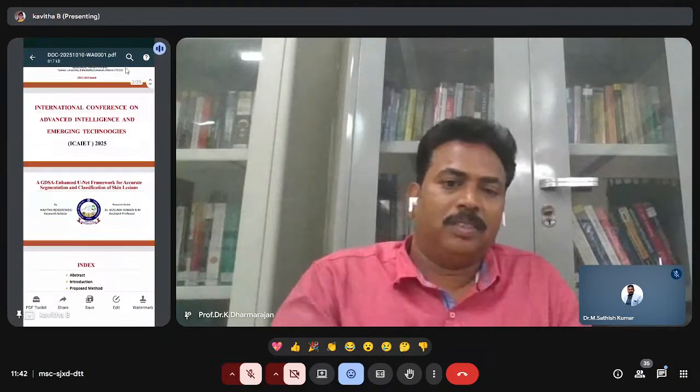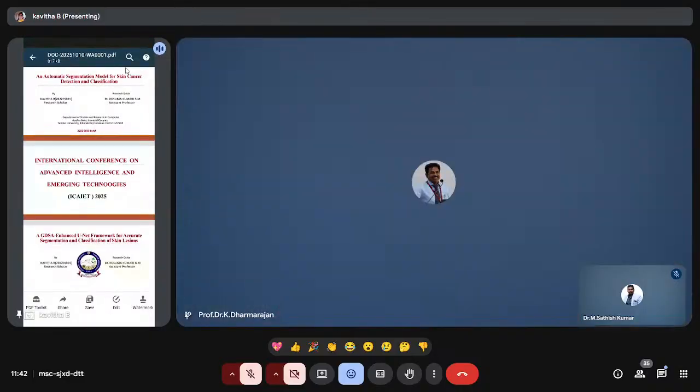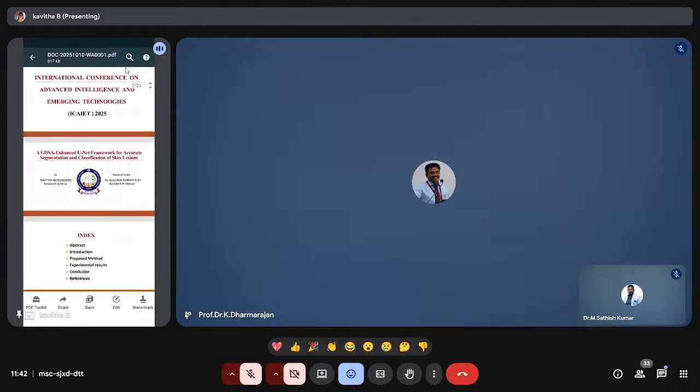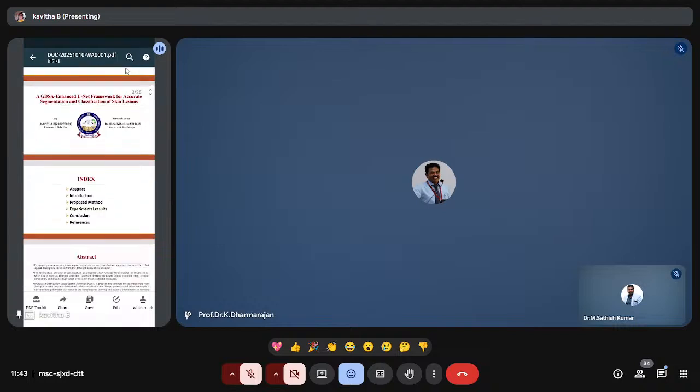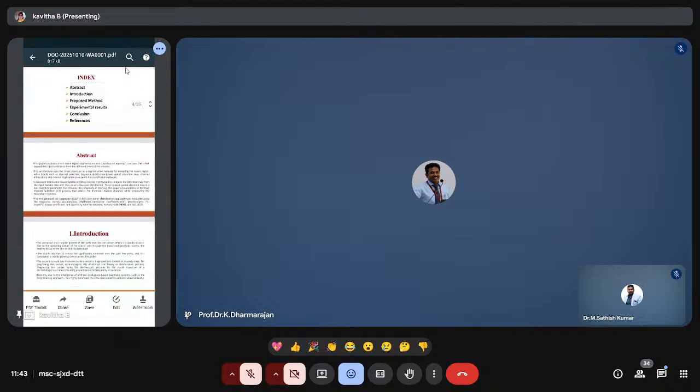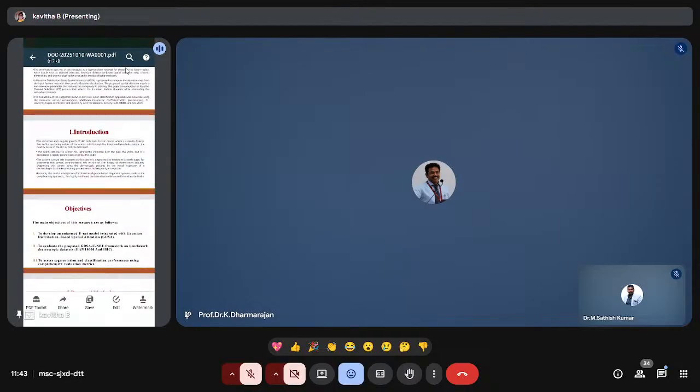Sir, I'm Kavita B from Tiptur. I'm working as a guest lecturer in Tiptur College, Tumkur University, Karnataka. I'm pursuing PhD under the guidance of Dr. Kusma Kumari BM. I'm taking a research paper on a segmentation model for skin cancer detection and classification. Here I am presenting the paper on GDSA, that is Gaussian distribution spatial attention, and U-Net framework for segmentation and classification of skin lesion. Shall I start with introduction or objective, sir?